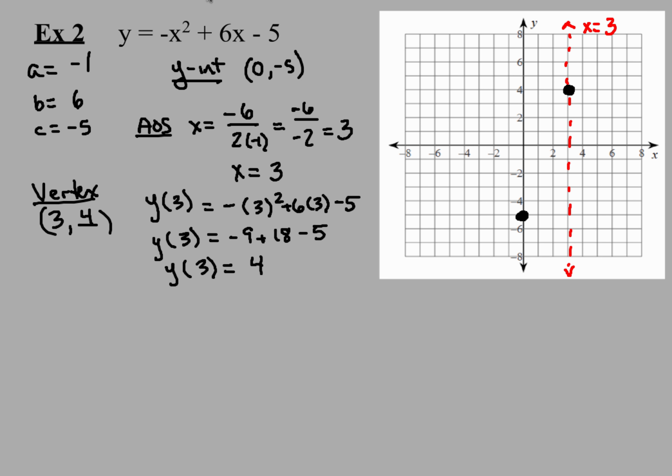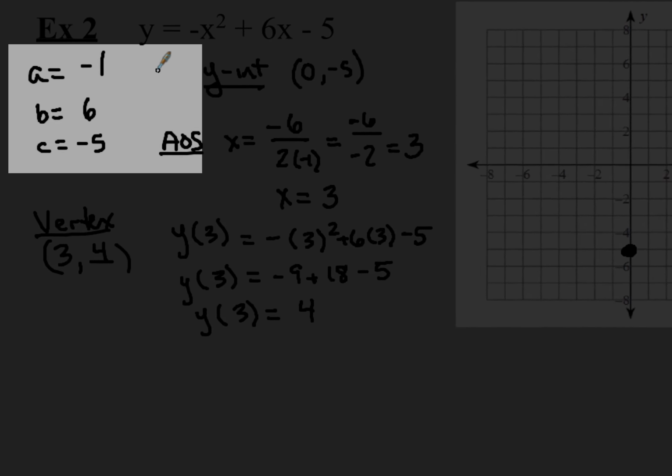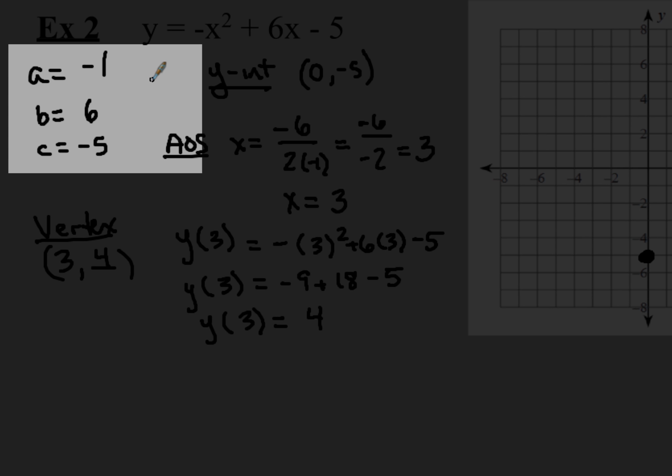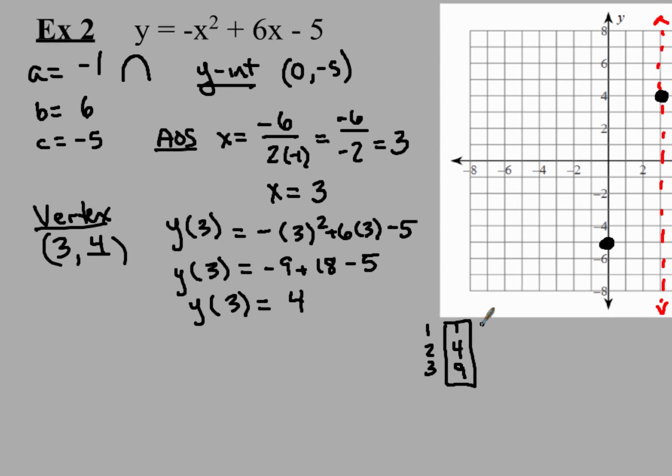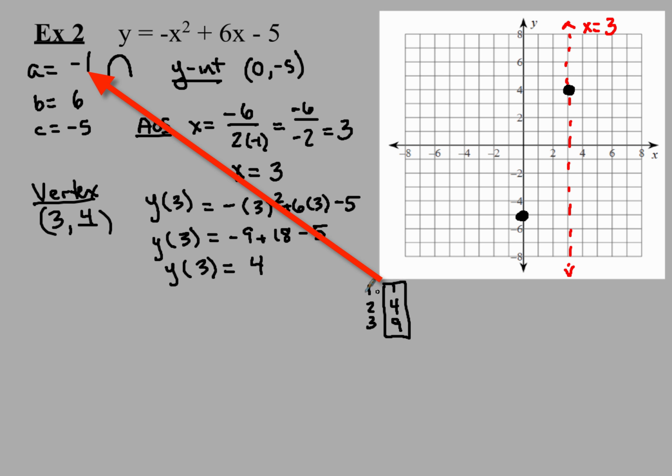Now, what I'm going to do next is analyze my movement pattern here. If I look at my a value, it is negative 1. That tells me that my parabola is going to open down. The other thing it tells me is my movement pattern. Normally I have 1, 2, 3, and 1, 4, 9. But I have to multiply the 1, 4, 9 values by the a value, which in this case is negative 1. So 1 times negative 1 is negative 1, 4 times negative 1 is negative 4, and 9 times negative 1 is negative 9.